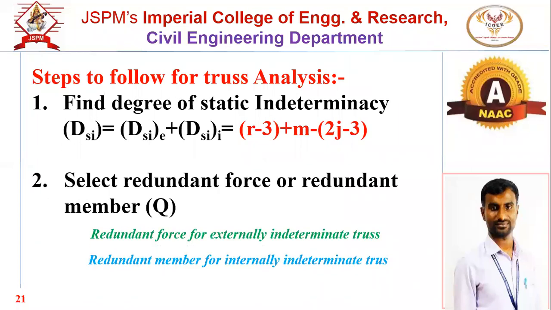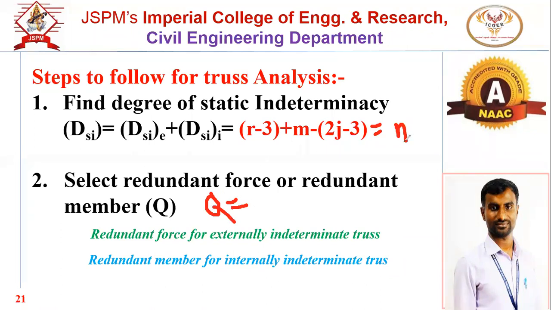Now step number 2. So what do we have to do now? We have found the value of DSI. Suppose that value is small n, some value you will get. Now we have to select the redundant forces or redundant members. Next, we have to select the unknowns. We have to identify how many unknowns there are and how to identify them.